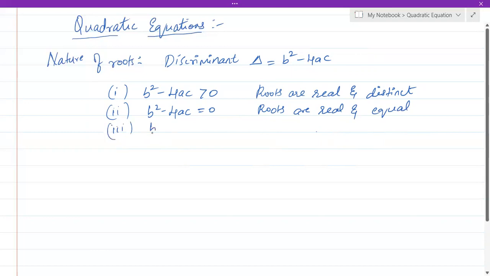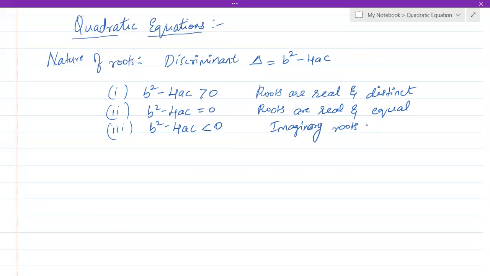Suppose b square minus 4ac, the one in the root, is less than 0, then the roots that we get are known as imaginary roots, because we cannot find the roots of them, isn't it? So we call it imaginary roots. These are the conditions for finding the nature of roots, or finding the discriminant. If b square minus 4ac is greater than 0, roots are real and distinct. If it is equal to 0, roots are real and equal. And if it is less than 0, imaginary roots. Let's solve problems based on this.